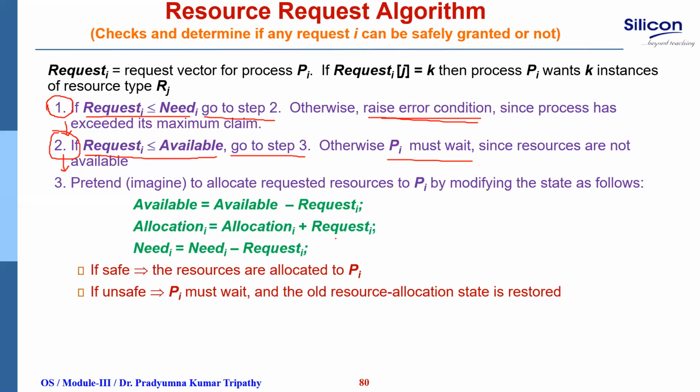Once we allocate it, my need will also change. Need equals need minus request, because we have allocated, so my need will reduce. Correct? So what am I doing? Subtracting my request from the available, adding it to the allocation, and my need should change. Therefore, need equals need minus request.